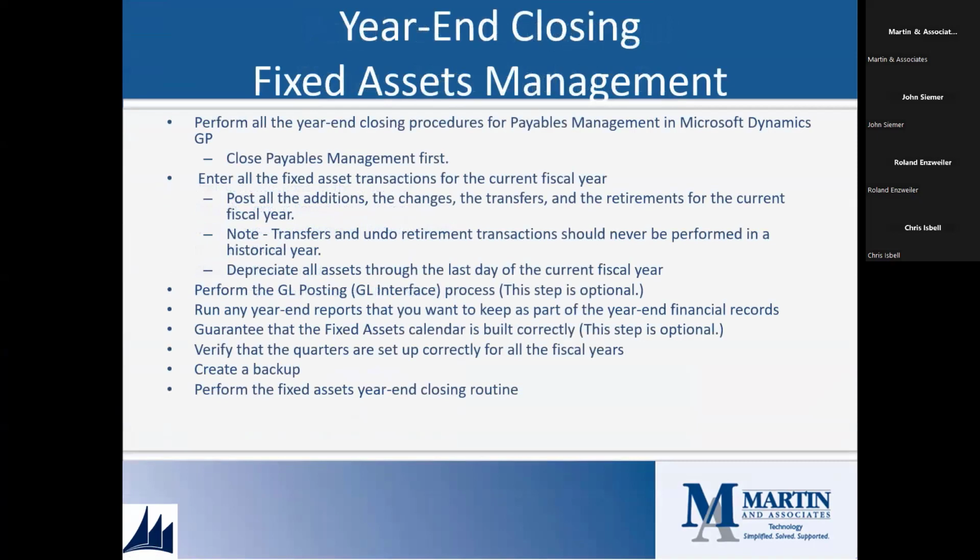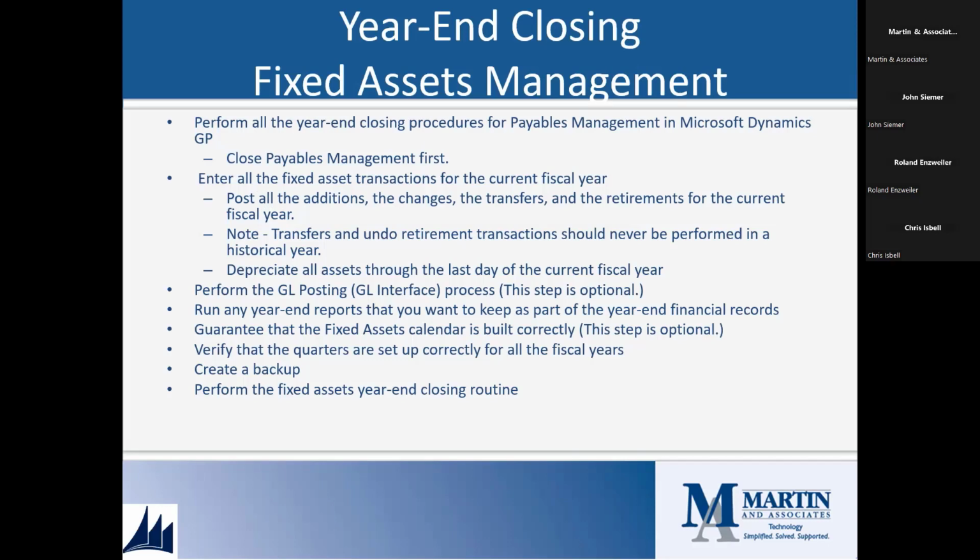There we go. So with fixed assets, you want to make sure that you have closed payables before you do your fixed assets. Enter all your transactions and post any changes. And like it says, you don't want to do any retirements in a historical year. Depreciate everything to the last day of the current year and perform the GL posting. It says optional. I always do the posting just so that it's there and done.